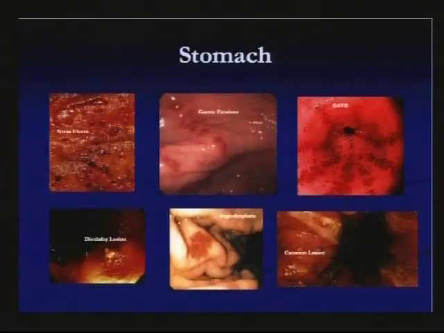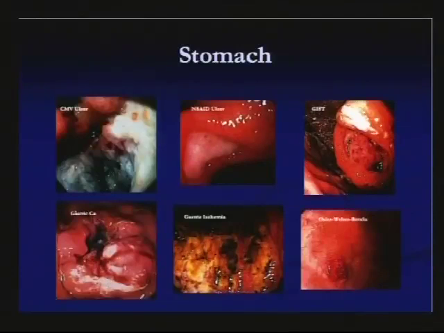Those are perfusion dependent. So if somebody is hypotensive and even if the lesion is there, we might miss it because it's not being perfused. Cameron lesions occur in patients with hiatal hernia. It's ischemic changes as the stomach goes in and out within the hiatal sac, within the diaphragmatic hiatus. Gastric lesions: CMV ulcer, NSAID ulcer is very common.